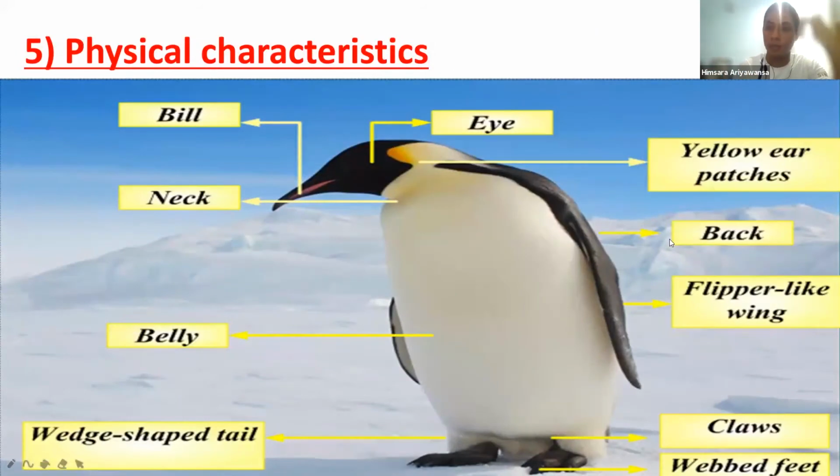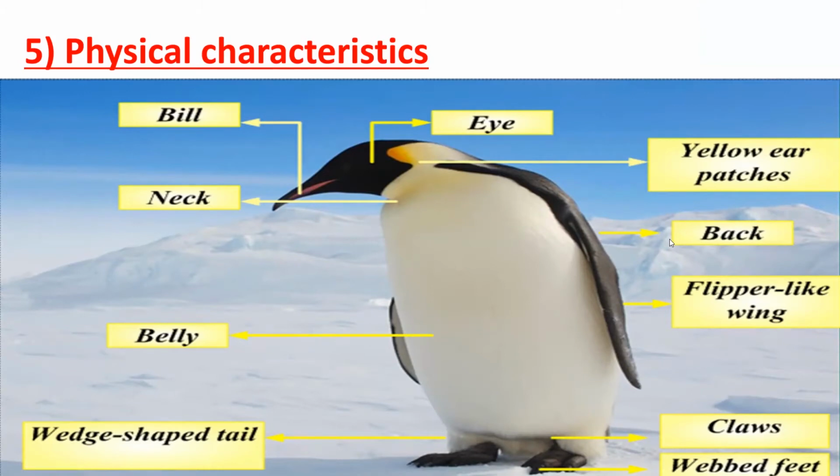So our fifth topic is physical characteristics. This is a very interesting topic, so you can learn what the body parts are and how they function. Actually, their body is not complex. It is very simple, so we can learn it very easily. Mainly there are 10 main body parts in their body. I'll explain each of them.